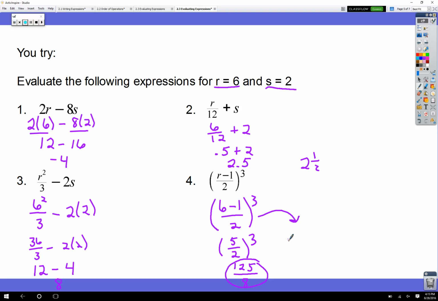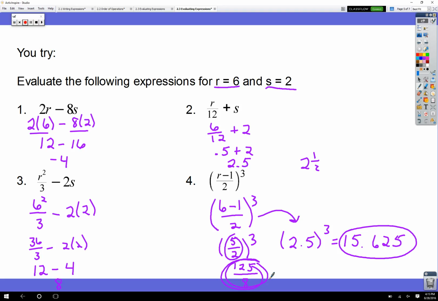You could have said that 5 divided by 2 is 2.5. So I'm going from this 5 divided by 2, 2.5 to the third power. And 2.5 to the third power is 15.625. Now if we take our original answer over here, if we take 125 divided by 8, we also get 15.625. So these answers, 15.625 and 125 over 8 are equivalent answers.